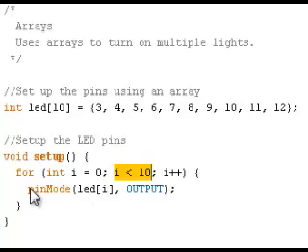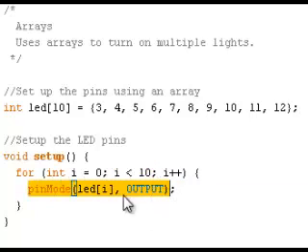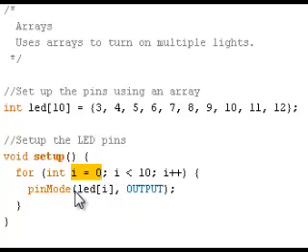So the pin mode here, we see that the LED of i basically means that it is going to be whatever value this is. So the first time around, it'll be the LED at 0, which will be pin 3, and it sets that to output. The next time around, it'll be LED of 1, since 1 will have been added on, and then that will be pin 4, as you can see there, and that will set it to an output. And it'll basically do that and go through for all of the pins in the array.